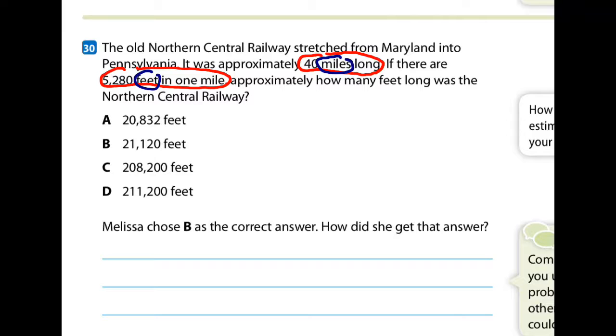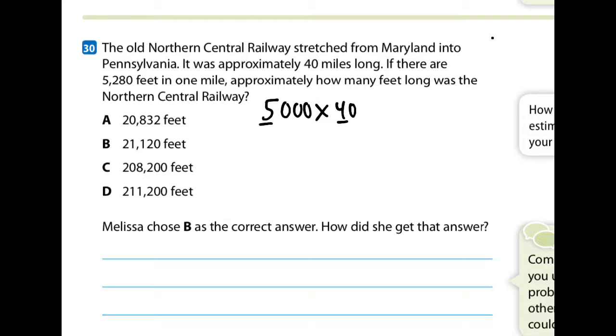Now what I'm going to do is I'm going to estimate, and it's going to take me under 10 seconds, and I'm going to eliminate two answers. So 5,280 is about 5,000 times 40, and watch this. 5 times 4 is 20, and then there's 1, 2, 3, 4 zeros. So my estimate is around 200,000. So it cannot be A or B. So even if I mess up my multiplication, I at least have a 50-50 shot of getting this right. See how estimation can help you.